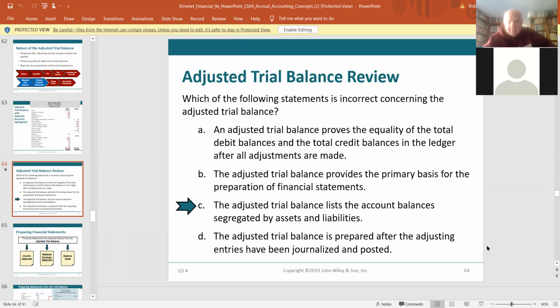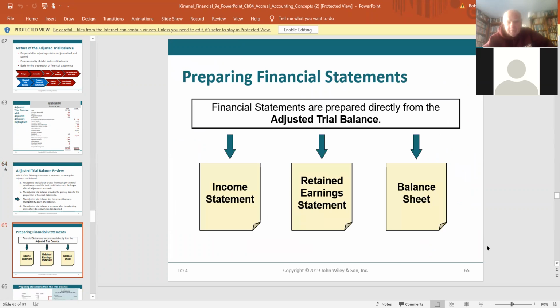Which of the following statements is incorrect concerning the adjusted trial balance? The adjusted trial balance lists the account balances segregated. Yeah, boy, that's a question of a dog.